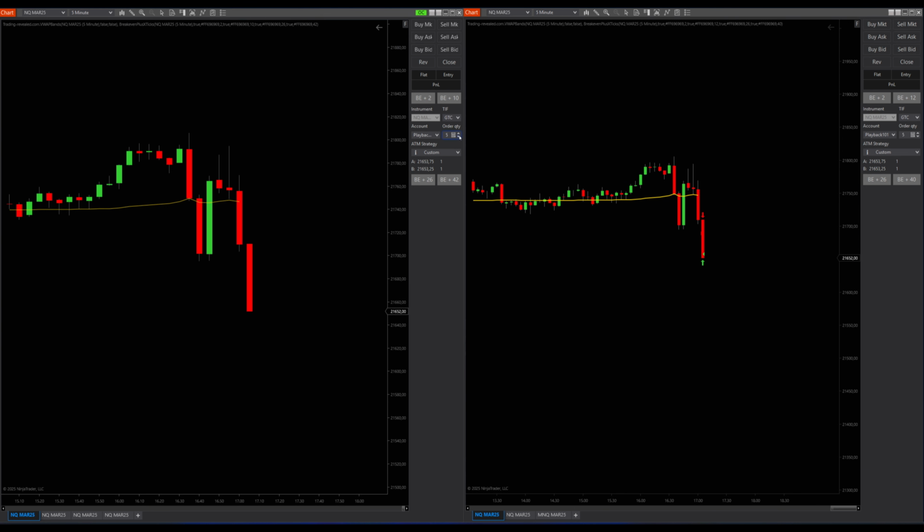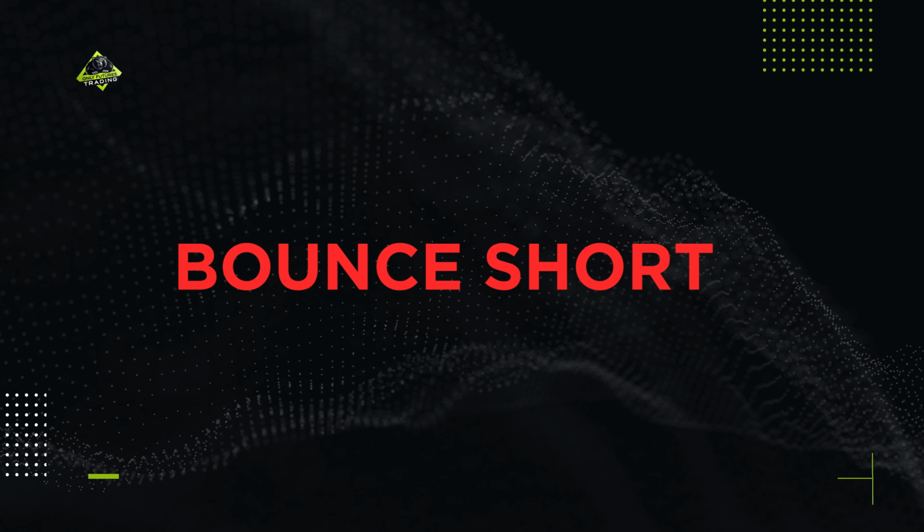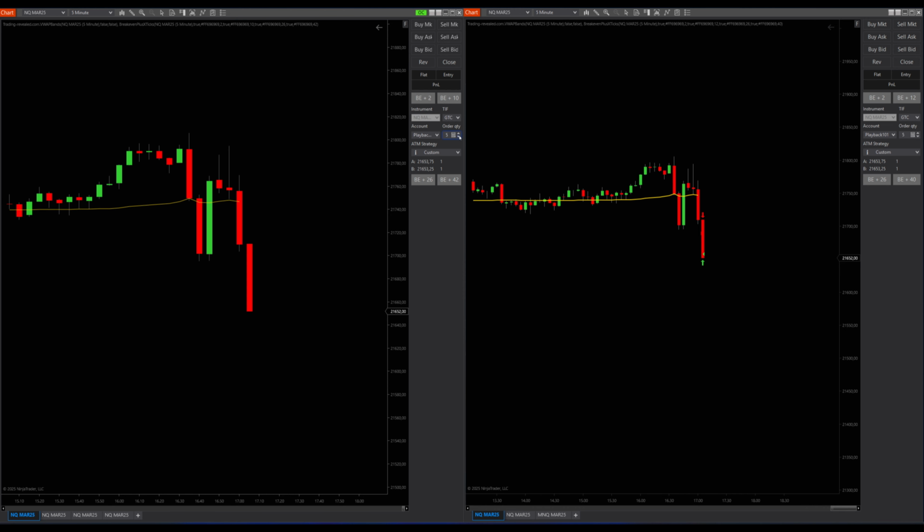That worked perfectly. We passed our first evaluation account. The next setup we are looking at is a bounce short. Let's try to identify why we consider this a short. You can see this rejection above VWAP. It swept below and tried to bounce. What happened? It rejected hard.